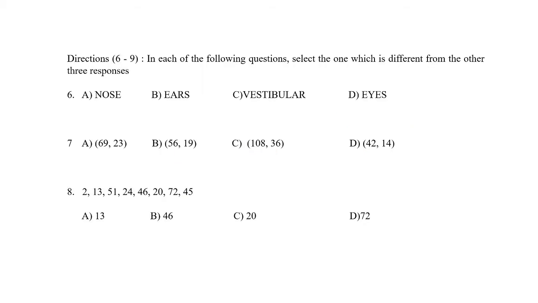Directions for questions 6 to 9. In each of the following questions, select the one which is different from the other three responses. See the sixth question: nose, ears, vestibular, eyes. Nose, ears and eyes are sense organs. Except C, these three are sense organs. What about vestibular? This is a part of the inner ear. So this is the odd man out. Our answer is option C, vestibular.